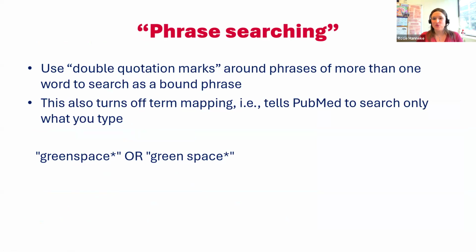If you want to search two or more words as an exact phrase, meaning you only want to find where they show up right next to one another in a title or abstract, you're going to put double quotation marks around that phrase. So we're going to search that as a bound phrase. For example, green space or green spaces. We don't want to find articles that have green in the author affiliation and space in the abstract. We only want to find those words right next to one another, so we're putting it in double quotes. And this also turns off that term mapping feature that Emily was talking about. So we're telling PubMed to search only exactly the word that we're typing in.